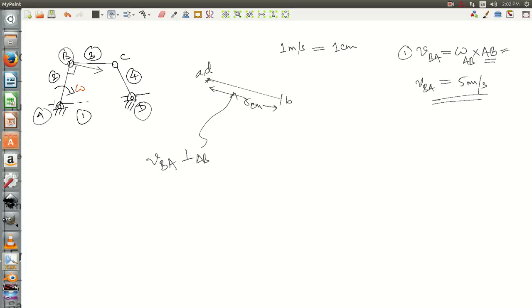Now from the point D, we know that the velocity of C will be perpendicular, but we do not know the exact direction, whether it will be facing right or left, but we know that it will be tangential, perpendicular to the link CD from the point D. So just extend this line from the point D such that it is perpendicular to CD, and this is the velocity of C with respect to D.